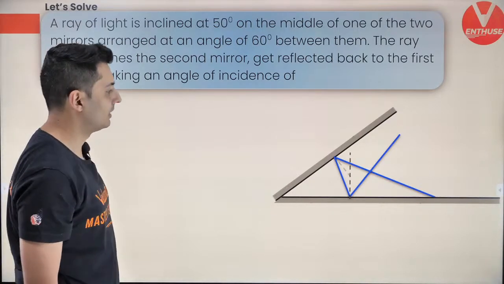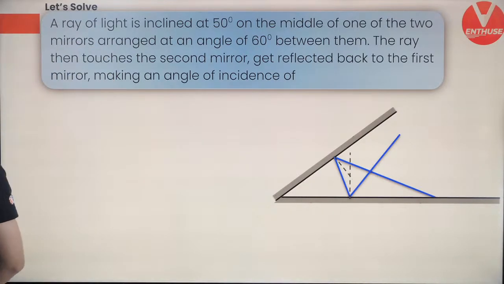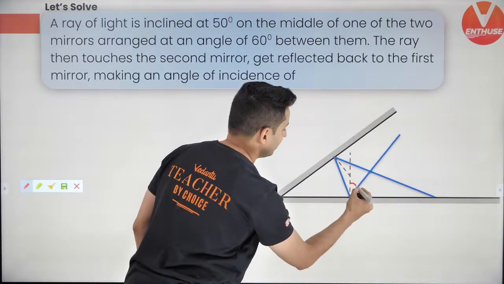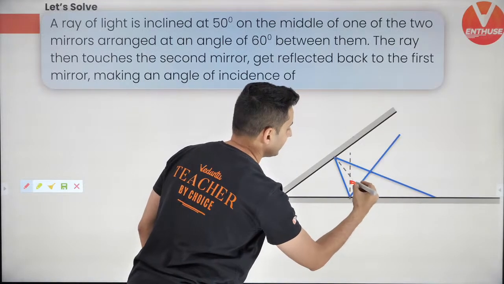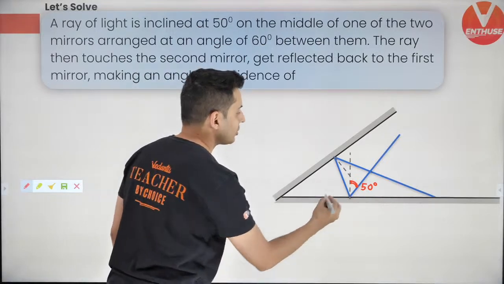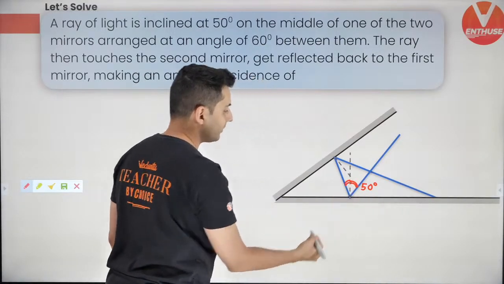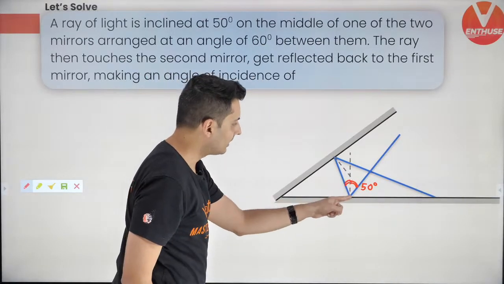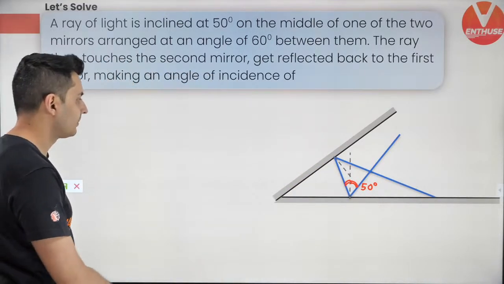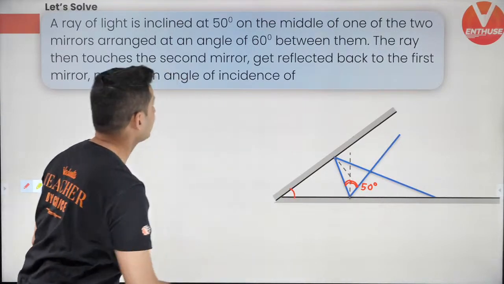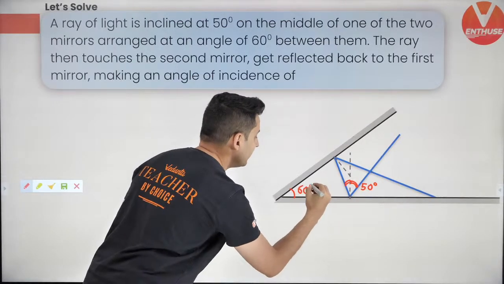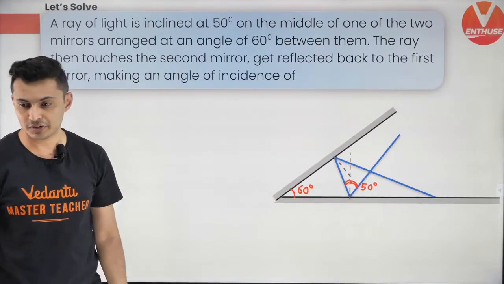Let's see what angles are given. First, let me show the normals. The first angle given here is 50 degrees. This angle is 50 degrees. So naturally, this angle is also 50 degrees because the angle of incidence equals the angle of reflection. That is one thing that is given. The next thing given, the angle between the mirrors, is how much? 60 degrees.